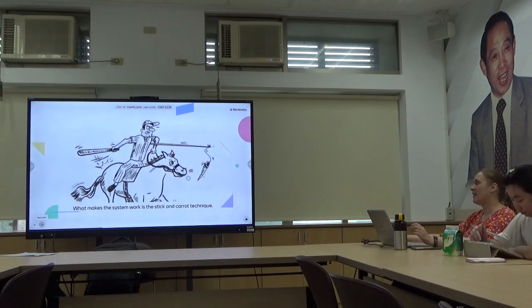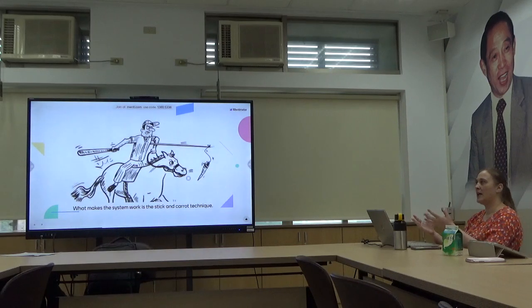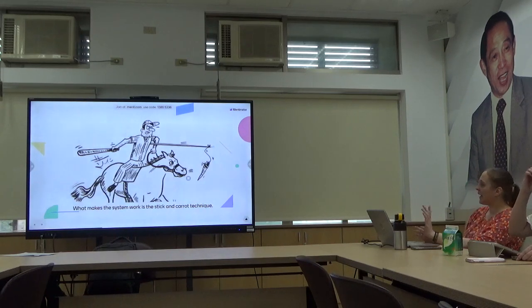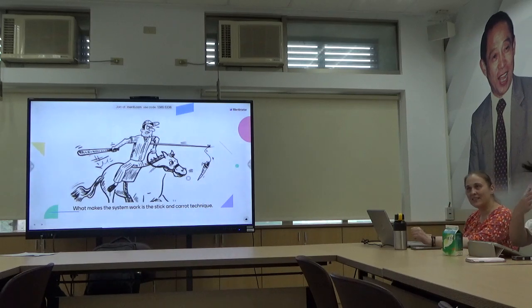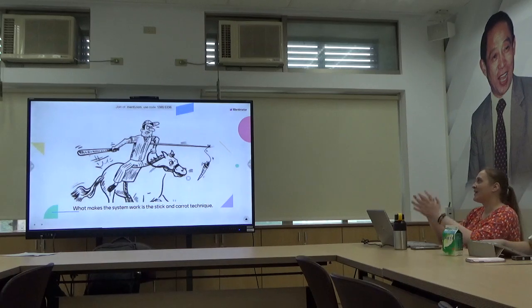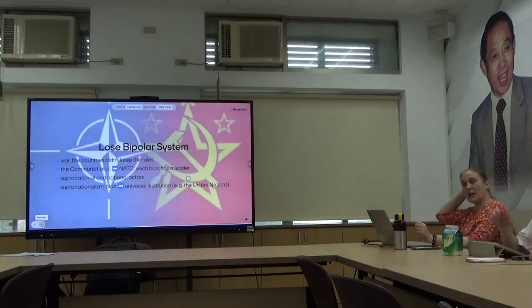And then what basically makes the system work is the stick and carrot technique. So here's a carrot, right? The system gives the countries some benefits, and the system says, okay, if you behave well, you will be able to develop, or something good will happen. If you don't behave well, like if you don't keep the rules, then there's the stick, then we will beat you. That's it. Yeah. So that was the first system.